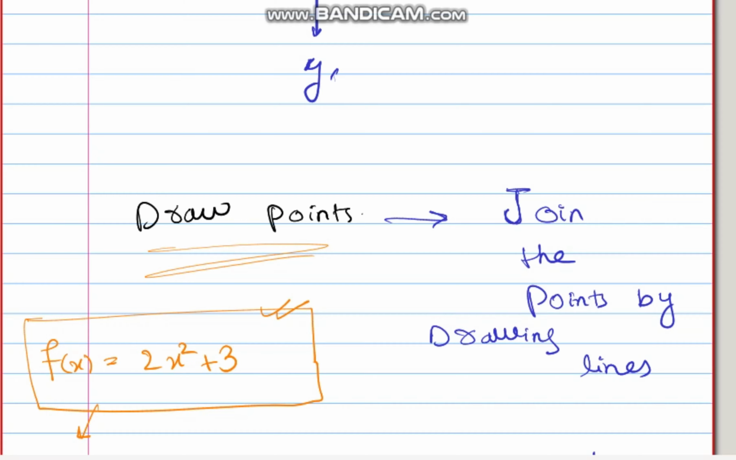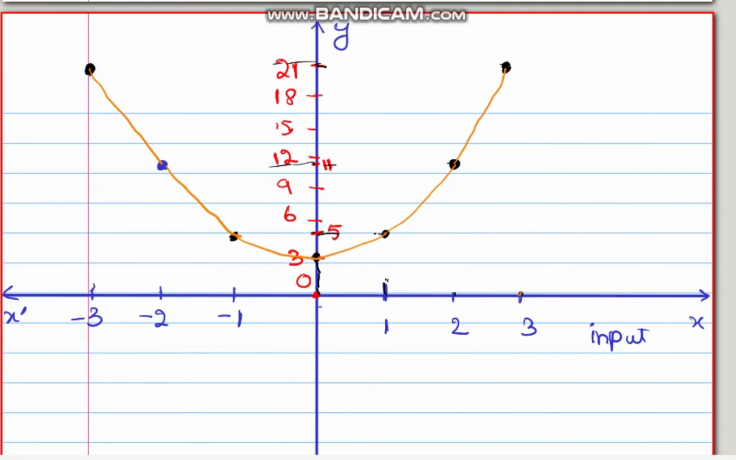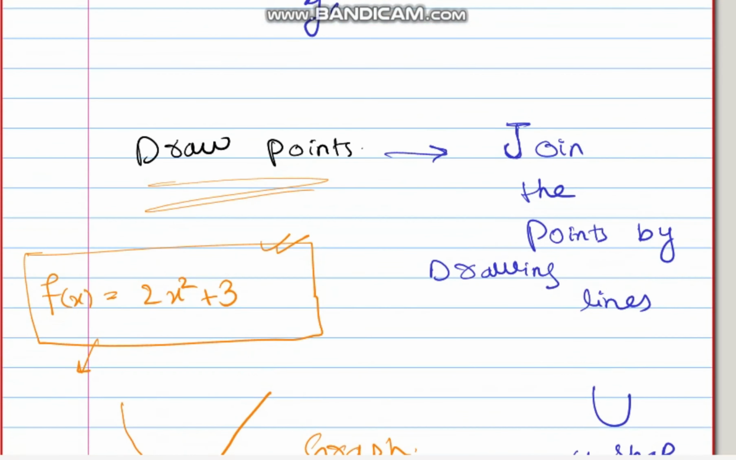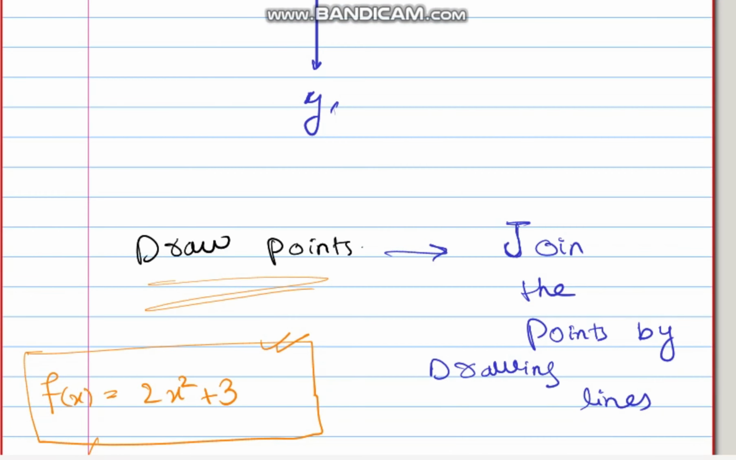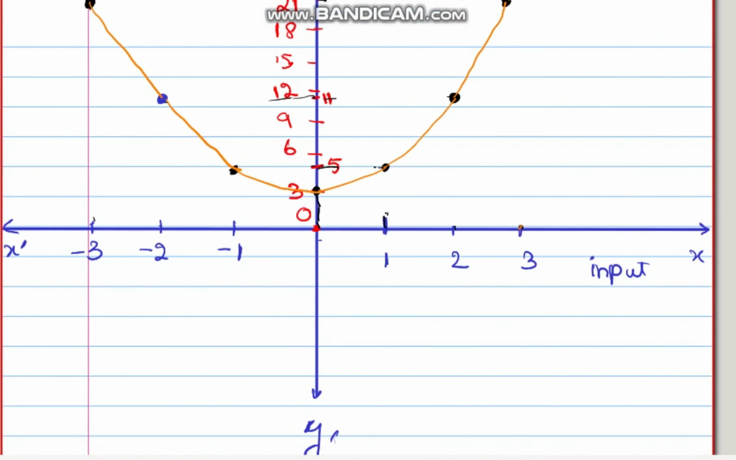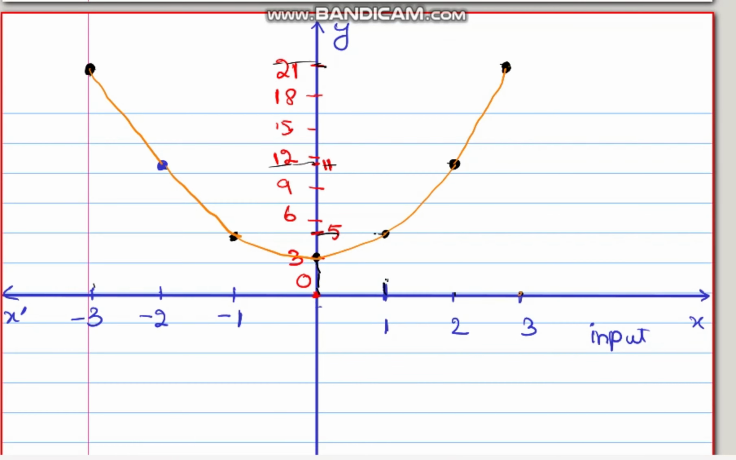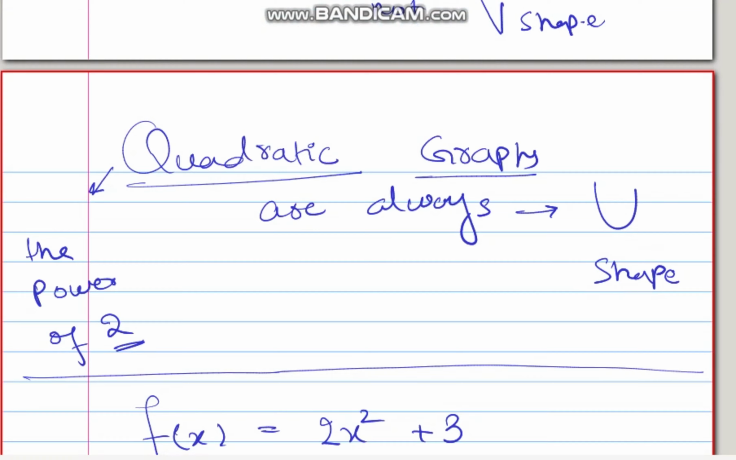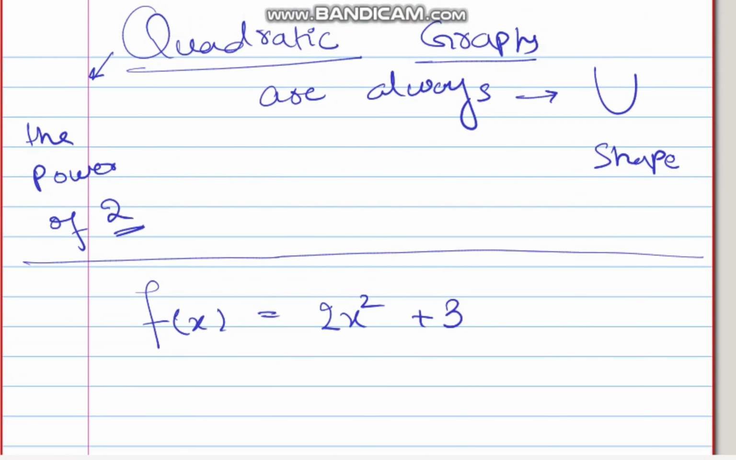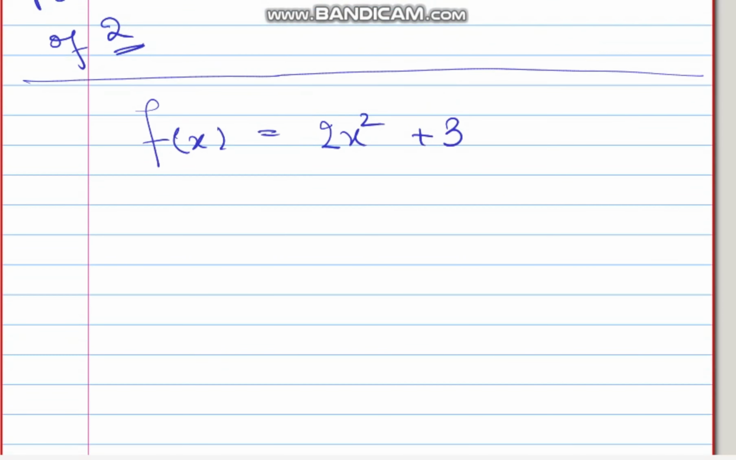The fourth step is to draw the points. We draw the points: this is the first point, second point, third point, fourth point, fifth point, sixth point, seventh point. After this, we join the points by drawing lines, the orange color lines. We join the points, and then we have the graph. The question is done. This is a very simple and important discussion for today's lecture. In today's lecture, we have learned how to graph a function. This is the main theme of our lecture.